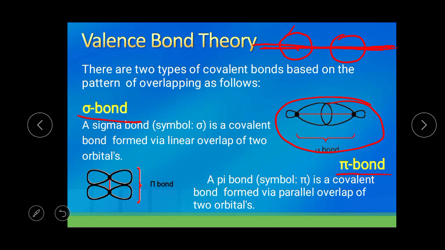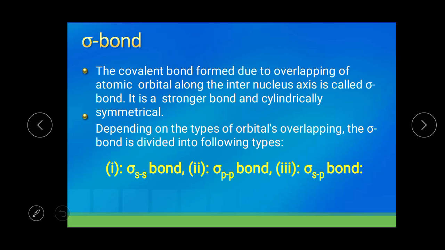And pi bond. Pi bond is through parallel overlap. For example, parallel overlap we can show by this orbital and another orbital. If they overlap sidewise, then we call it parallel overlap. Such bonds are called pi bonds. A sigma bond is the covalent bond formed due to overlapping of atomic orbitals along the internuclear axis, that is linearly. It is symmetrical. Based on the types of orbital overlap, the sigma bond is further divided into three.